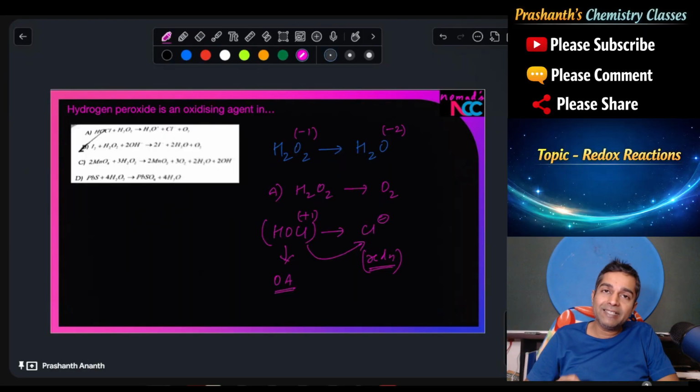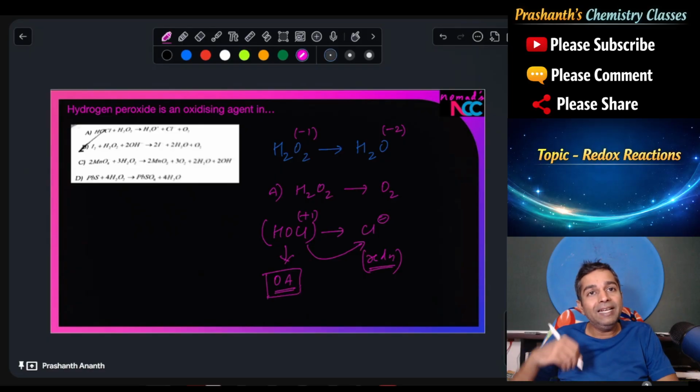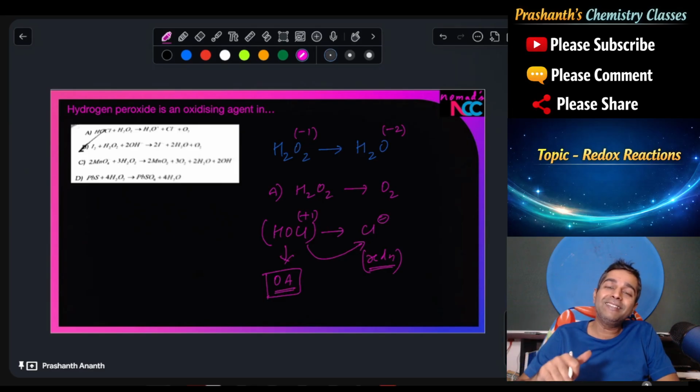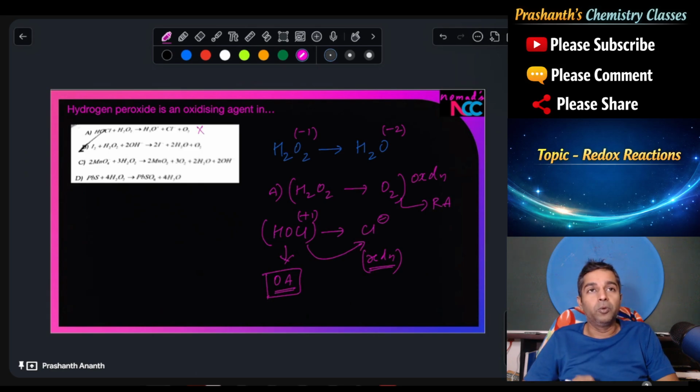So in essence, when something is undergoing reduction and behaving as an oxidizing agent, it can behave as an oxidizing agent only when something else is capable of behaving as a reducing agent. So in this reaction, what is actually happening is H2O2 is becoming oxygen gas, meaning it is undergoing oxidation here, meaning it is acting as a reducing agent. So the first option is not correct over here.